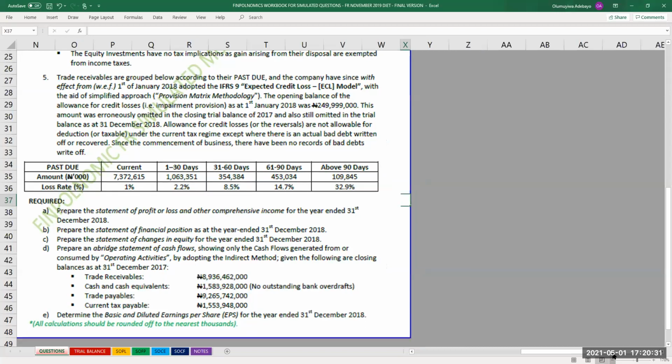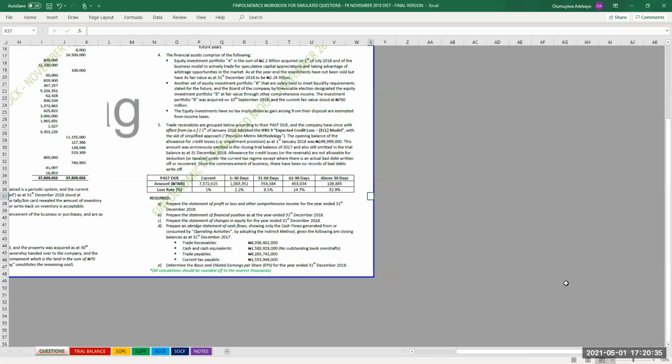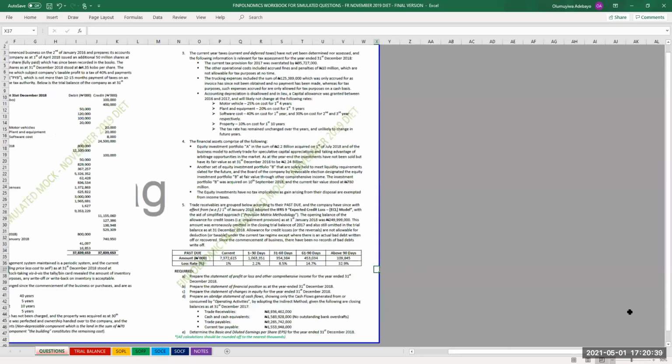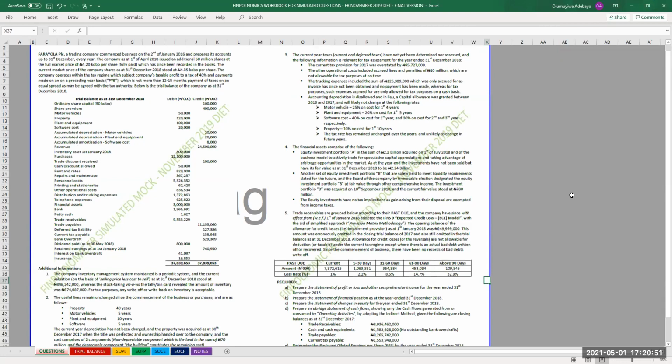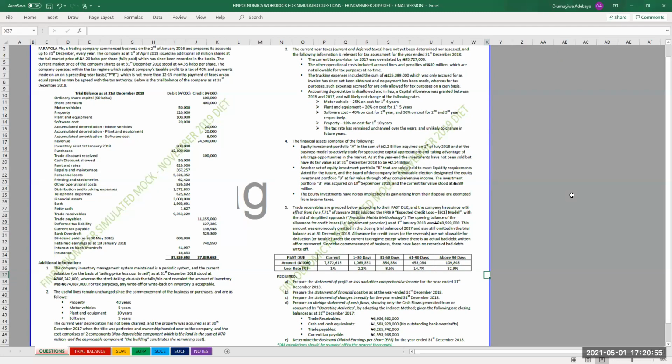Okay, please scroll up to the additional information 2. I think you can see all of them at once now. My question is this. In this additional information, he says the current year depreciation has not been charged, and the property was acquired as at 30th December 2017. Which property was he making reference to? He says the property.